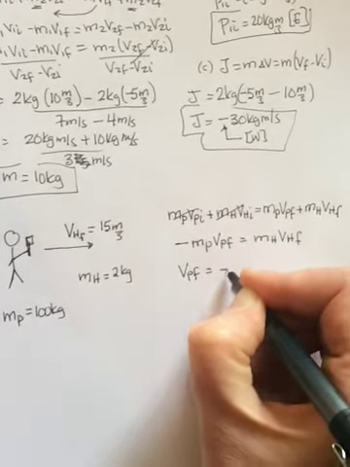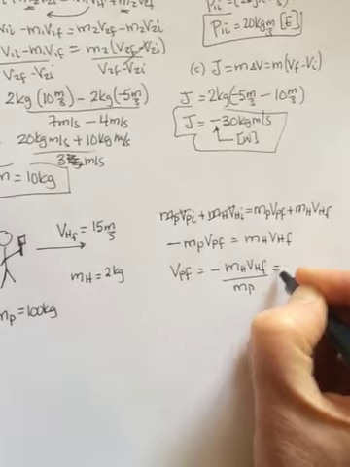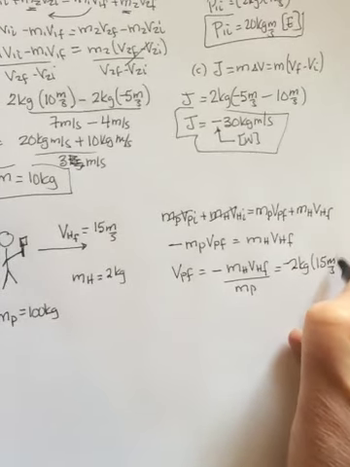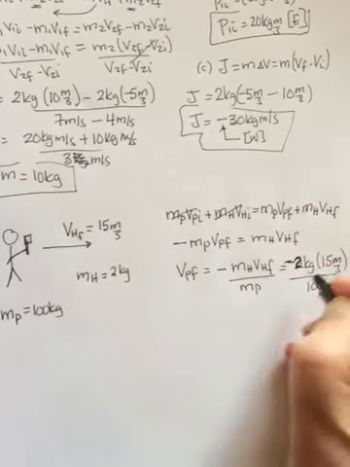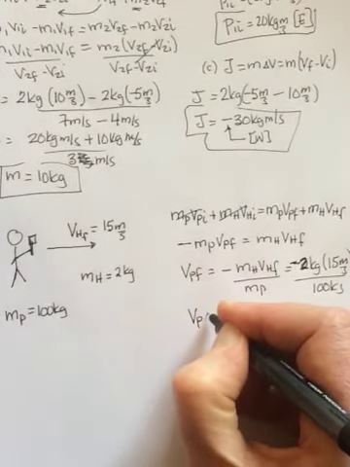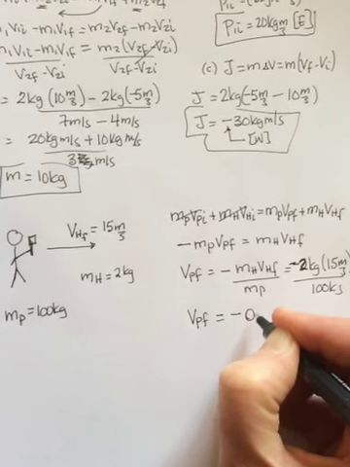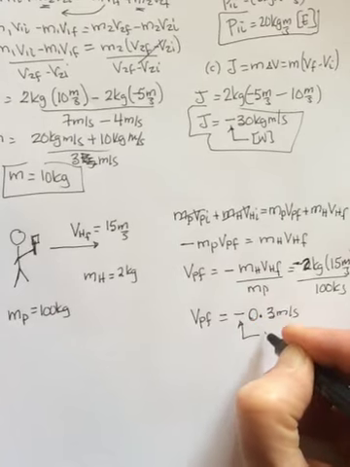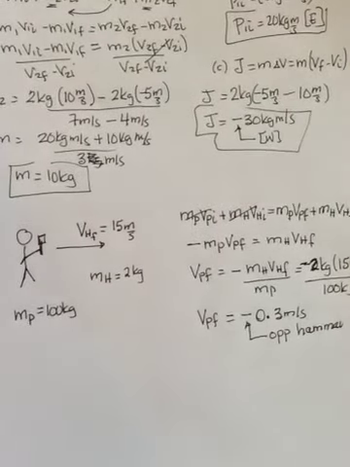So divide, the negative comes to the other side, m of the hammer, v of the hammer final, divided by m of the person. So negative 2 kilograms times 15 meters per second divided by 100 kilograms. On the top, negative 30 divided by 100. The velocity of the person is going to be negative 0.3 meters per second, where the negative means opposite the hammer. So the hammer's going to go one way, and the space dude's going to go the other way. Okay, that was number 11.